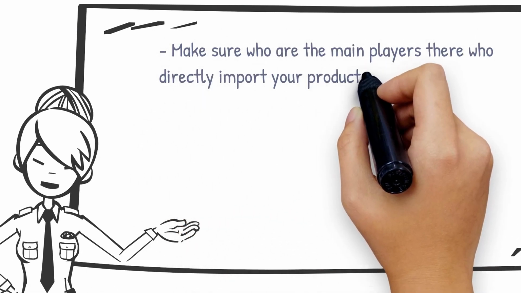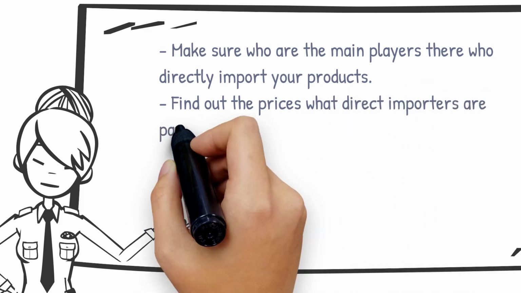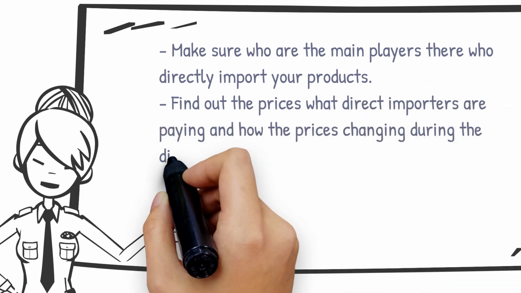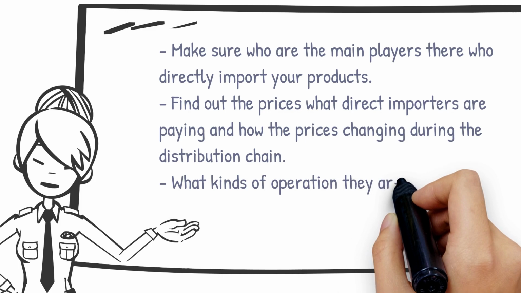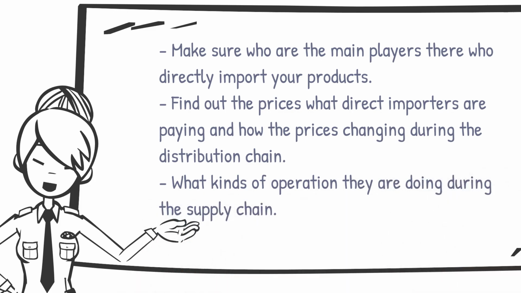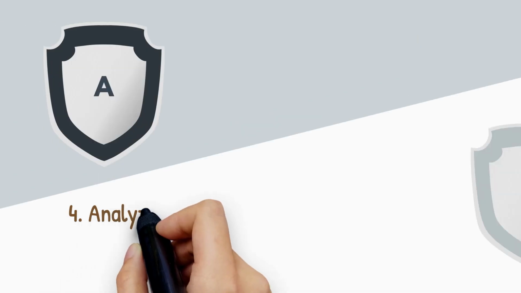Make sure who are the main players there who directly import your products. Find out the prices that direct importers are paying and how the price is changing during the distribution chain. Also, make sure what kinds of operations they are doing during the supply chain. Make sure, as much as you can, what are the volumes being sold in those countries, in different cities, by different players during the distribution network.